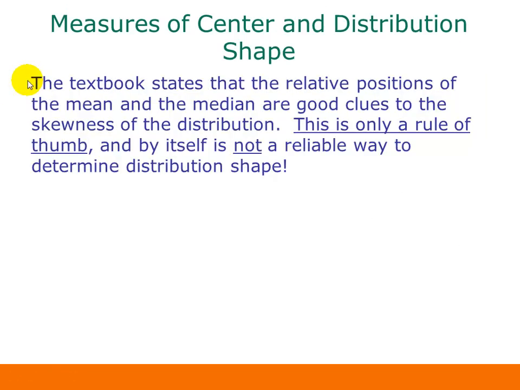Now, if you read the textbook about distribution shape, it will tell you that the relative positions of the mean and the median are good clues to the skewness of the distribution. Now, this is only a rule of thumb, and by itself it is not at all a reliable way to determine distribution shape. You can find all kinds of examples where this doesn't work. So we are not going to use this as a way to determine the shape of a distribution or the skewness. Here are a couple of examples.